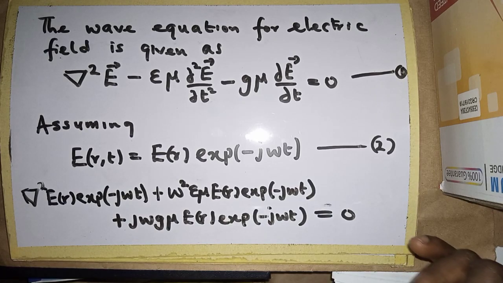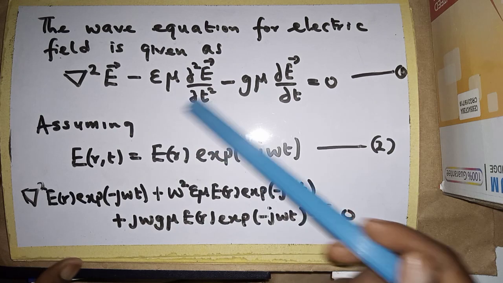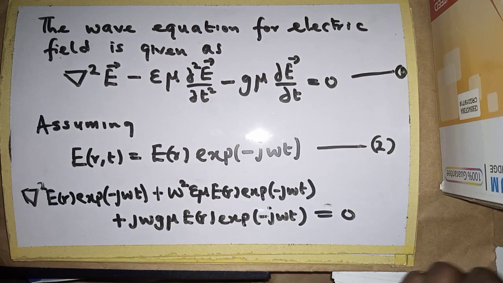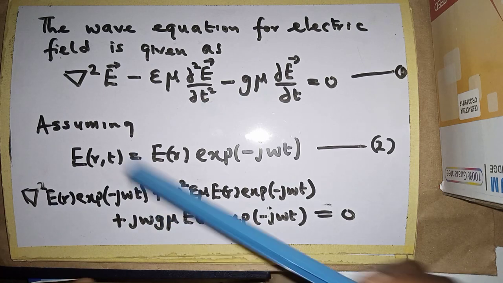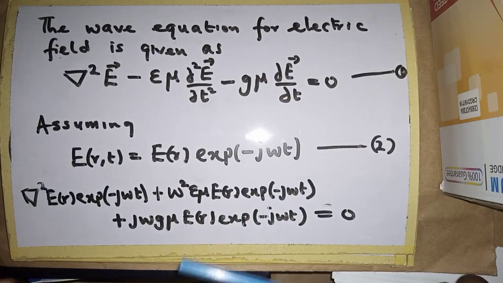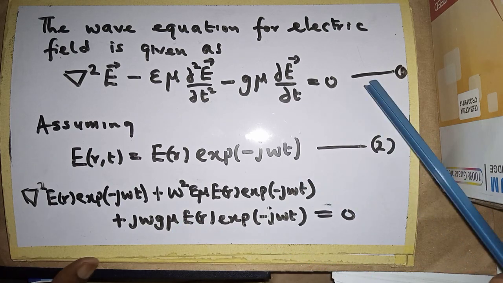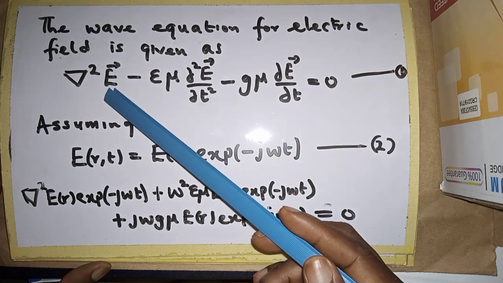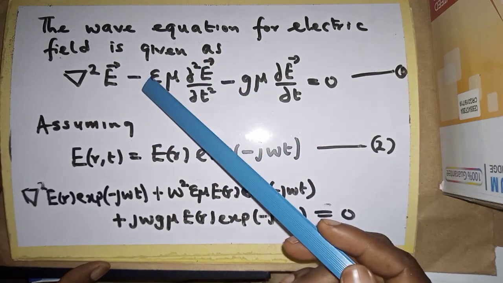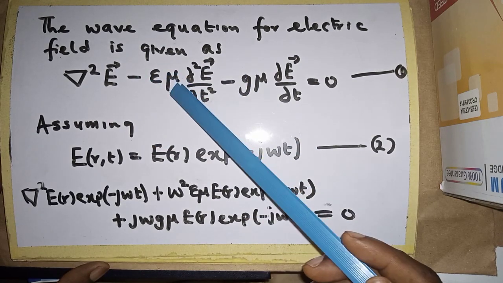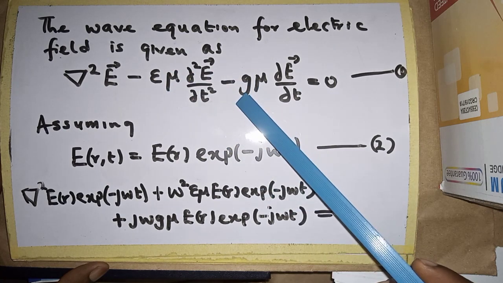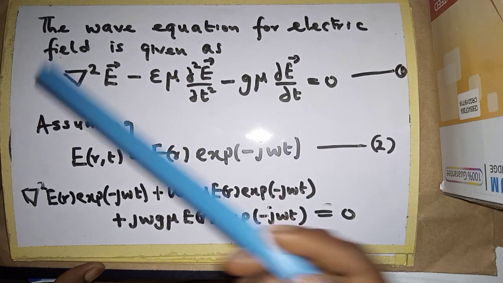In this video, we are going to learn how to solve the wave equation for electric field, which is giving us this expression, and as a result, we'll derive the expression for skin depth. This equation is known as the wave equation for electric field components, and it's giving us equation 1, where this is our electric field, then relative permittivity, relative permeability, this is our conductivity, this is our del operator.